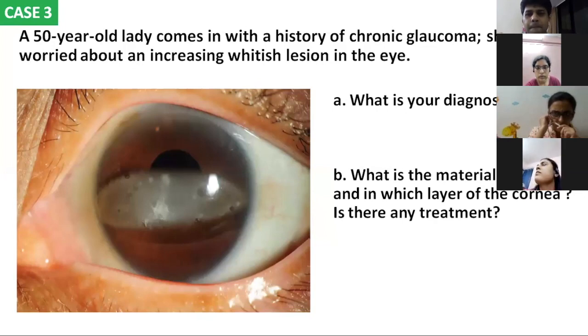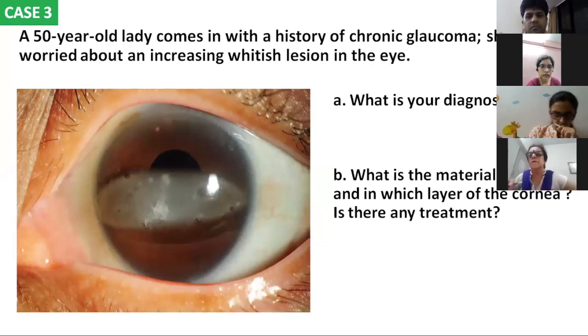Calcium. Calcium deposited where? On the Bowman's membrane. Bowman's or Descemet's? Where exactly? Bowman's membrane, and also the basement membrane. Is there any treatment? Chelation. Chelation with? EDTA.